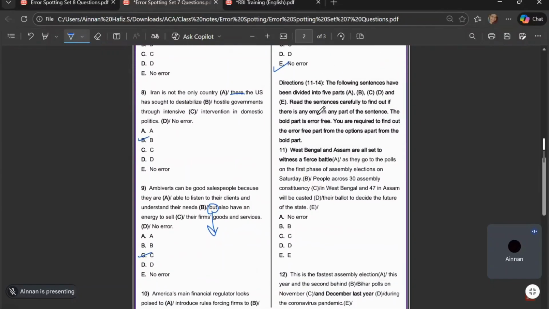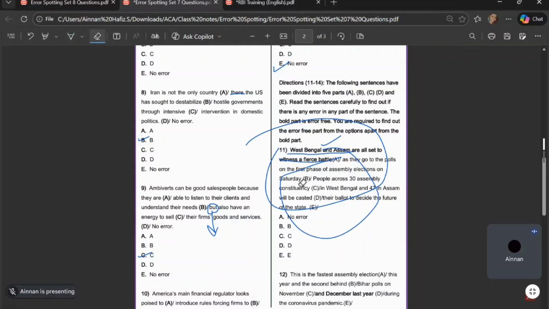Next, 11th one. The following sentences have been divided into five parts A, B, C, D, and E. Read the sentences carefully to find out if there is an error in any part. The bold part is error free. So here, they've given you one sentence and they're telling you whatever is in bold is error free. So basically, you have to just chuck this out and just look at the other sentences. Okay, they're just trying to make your job a bit easy.